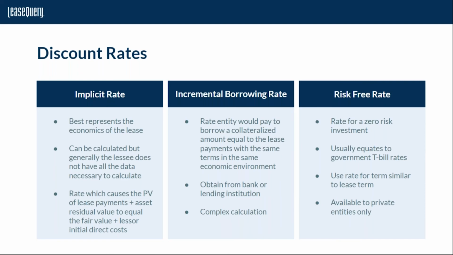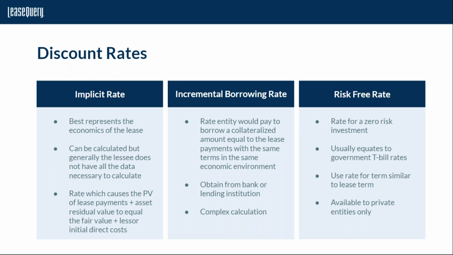However, the guidance also concedes that this rate is often not easily determined by the lessee and therefore offers some alternatives. The first alternative is the incremental borrowing rate, or the IBR. An entity's IBR is the rate they would be charged to borrow an amount similar to the lease amount over a similar term on a collateralized basis. The definition is updated from the discount rate allowed under ASC 840.